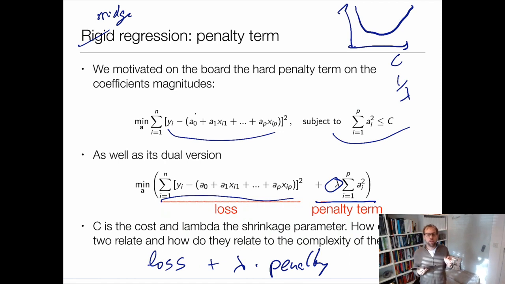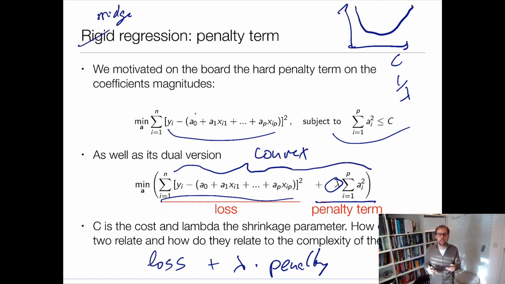But the only thing I wanted to point out, so we've already seen when we talked about linear regression, that this term here is a convex optimization problem because it's quadratic. But the second term is also quadratic. So the whole optimization problem is convex. This makes it a very simple optimization problem.